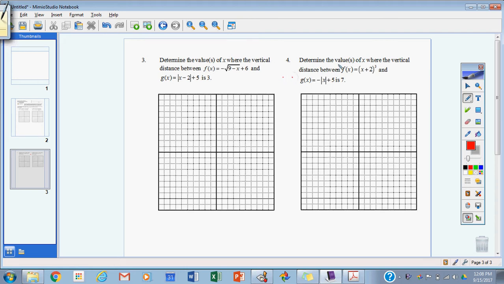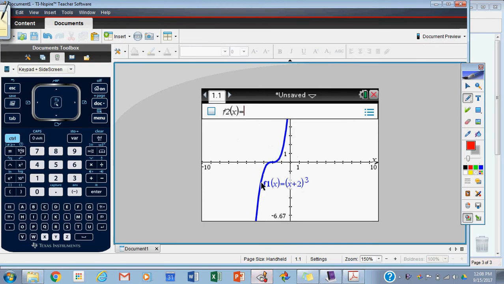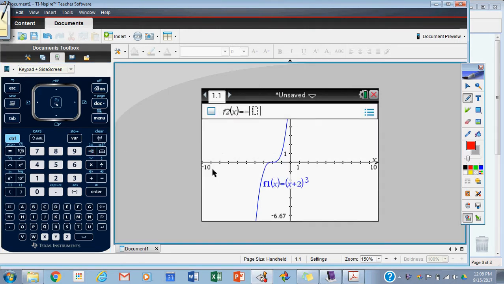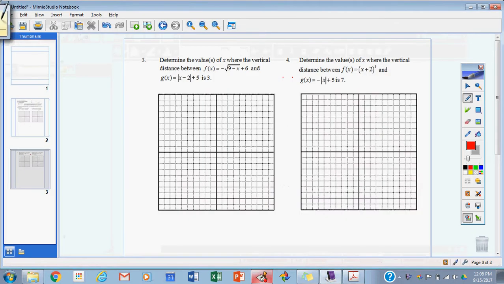I preloaded the first function for you, and I'm going to type in g of x into the calculator here as f2 of x. Just want to make sure you understand it's negative. To get the absolute value, you can hit the lobster button, and you can go right into here and click on that, and that'll pop up absolute value. So we got the opposite of absolute value of x, and then we have plus 5. All right, I want to make sure that that's the one that we had there.